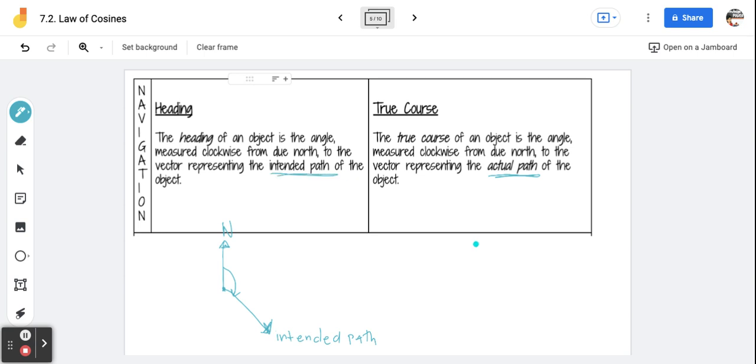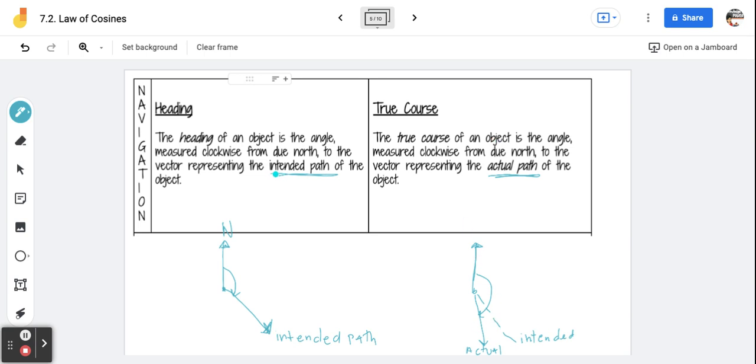So let's say a plane is flying. It may intend to fly this way, but there may be wind that is pushing it down, and this might be the intended path. This might be the actual path. So this would be measuring the actual, so this would be actual, and this would be intended path. So that's the difference in those two.